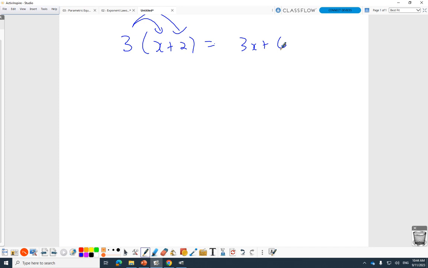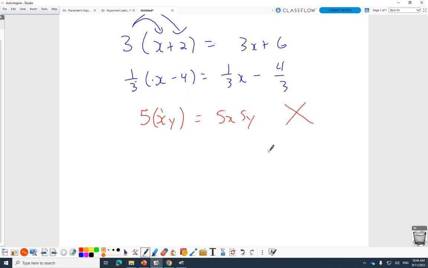If you had a 1/3 out there, it works for division as well, even though it's usually a multiplier that's out there. Here's what you can't do. In red, here's what you can't do. 5 times xy is not equal to 5x, 5y. No. We don't distribute when it's multiplication inside.